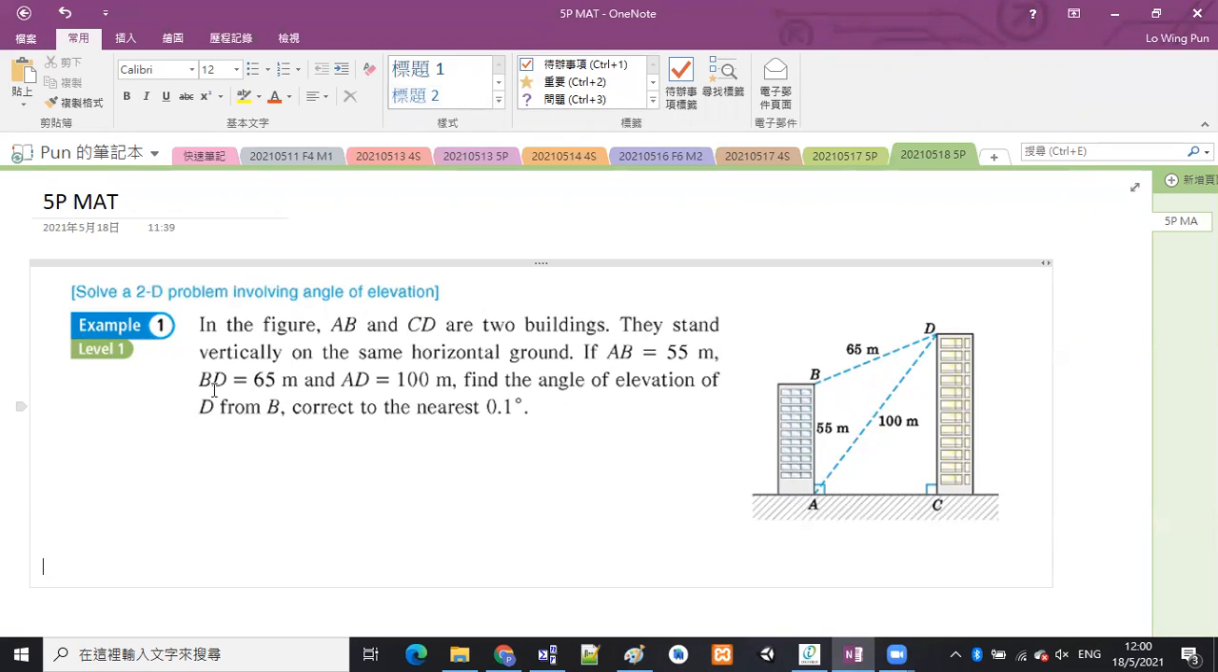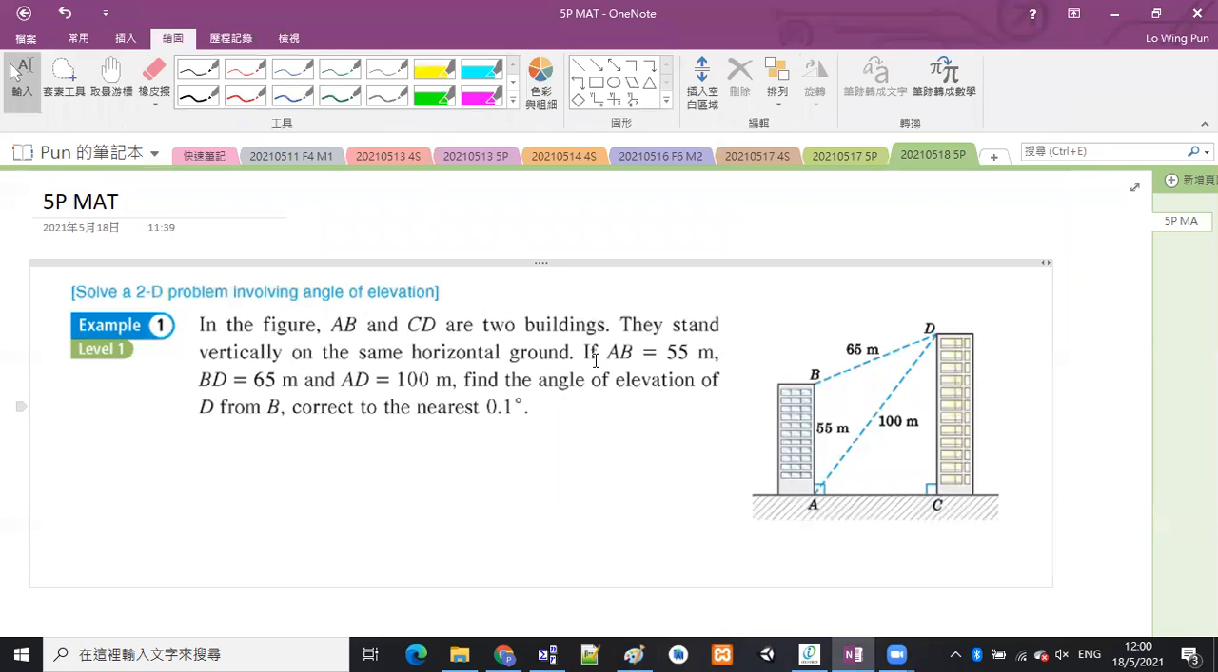There is a sentence structure. Angle of elevation of a point from a point. Okay, so please highlight this sentence. The angle of elevation of D from B. So you are standing at B and looking at D. Get this? Standing at point B, and then looking at point D.